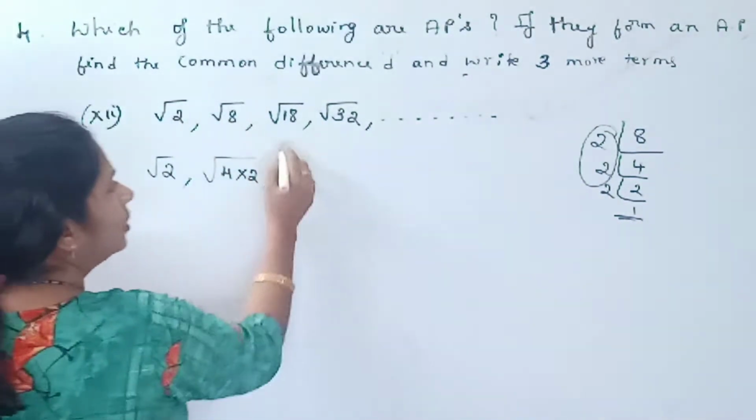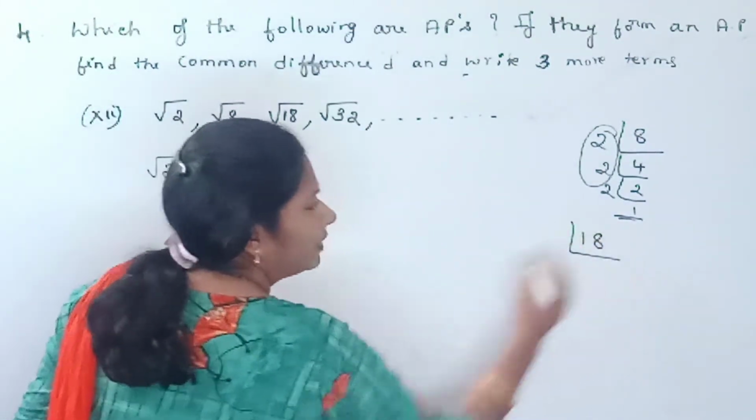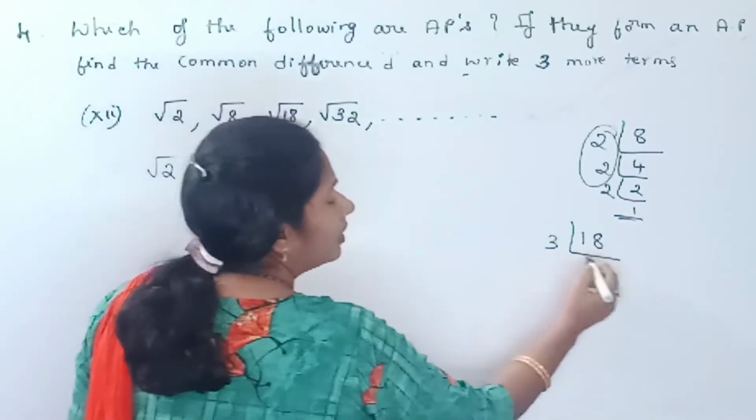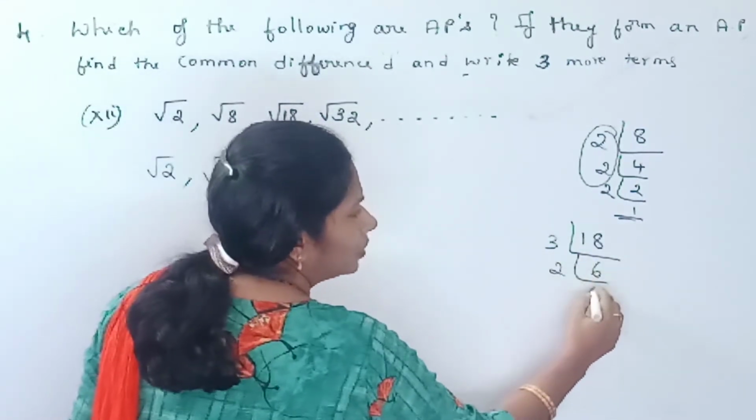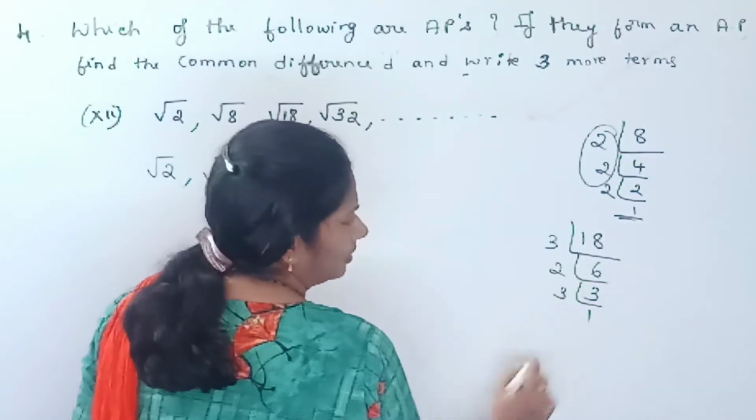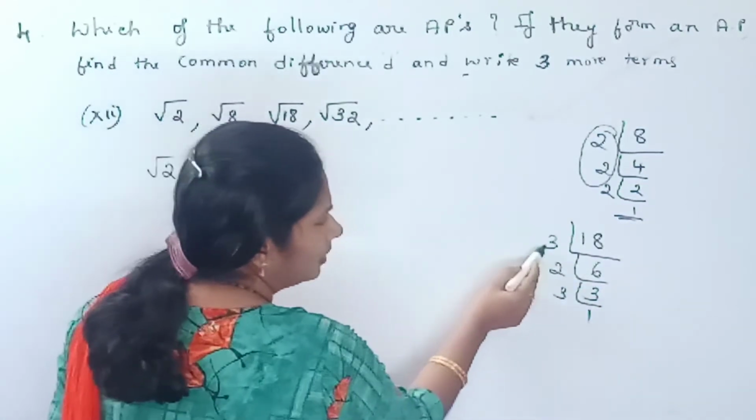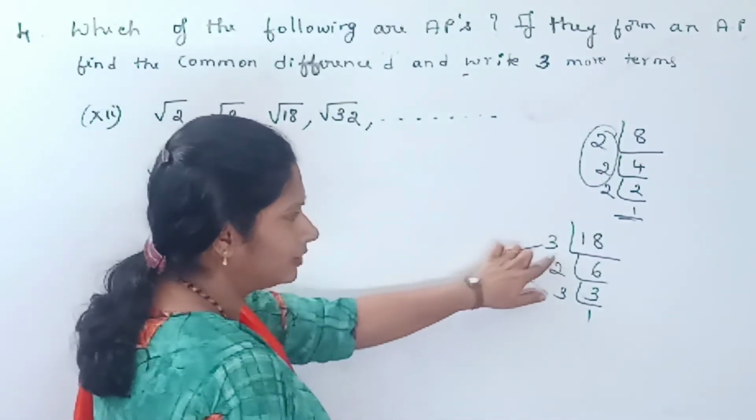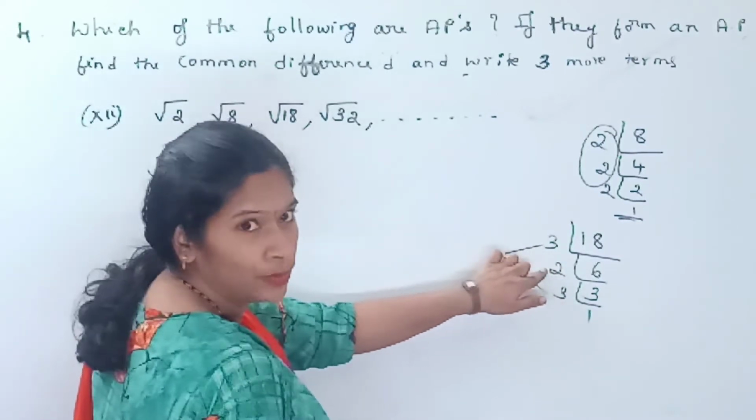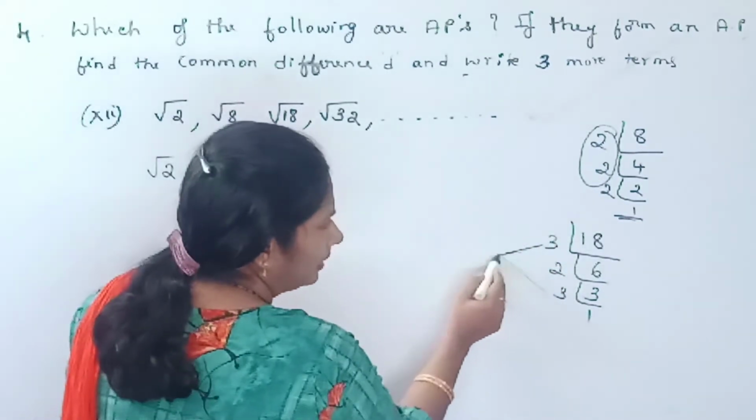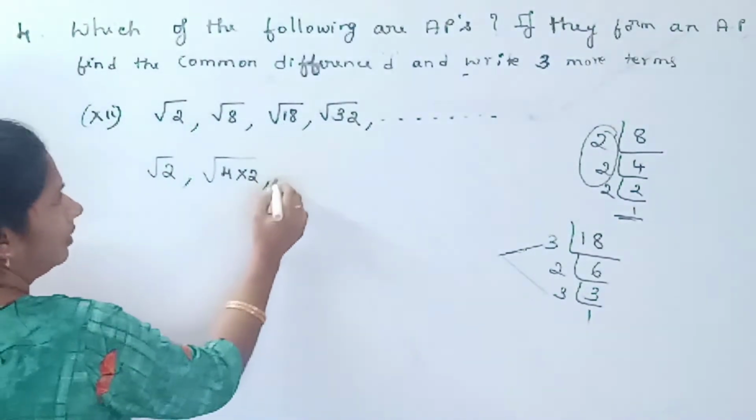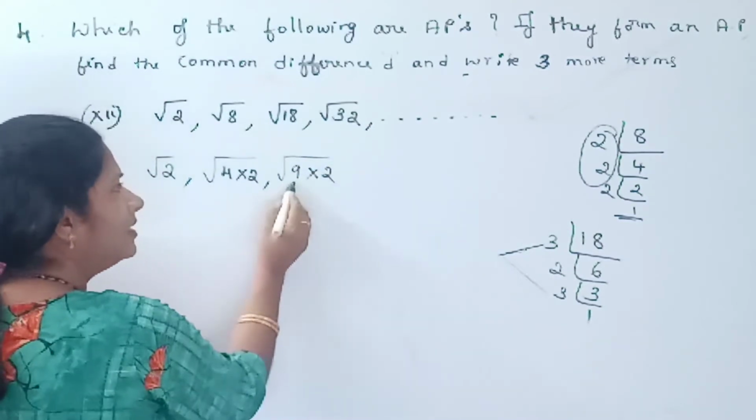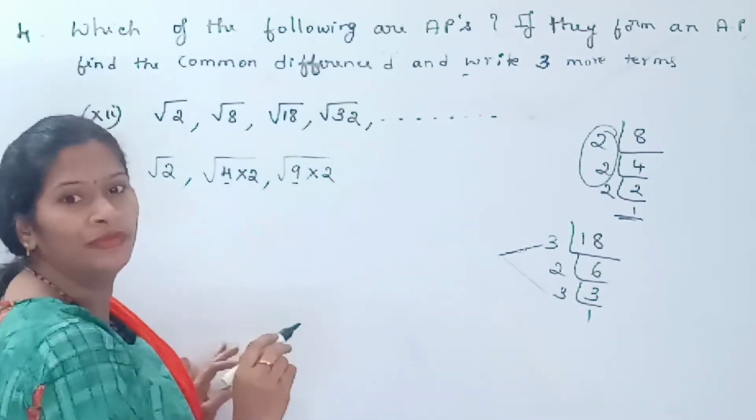Next, root 18. In the same way, do the prime factorization method. So 3, or you can start with 2 also, no problem. 3 6s are 18. Next 3 3s are 9, 3 1s are 3. Now what I'll do, see here, this 3 and this 3 I'll make a group, and for this one there is no other group, so write as it is. So you multiply this one. 3 3s are 9. So 18, how can I write? 9 into 2, because 9 is a perfect square number. Here 4 is a perfect square number.